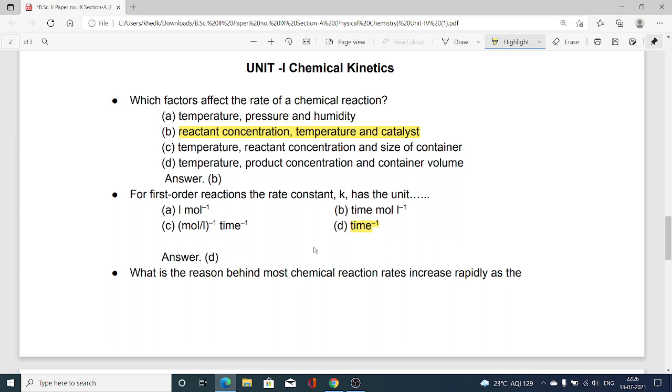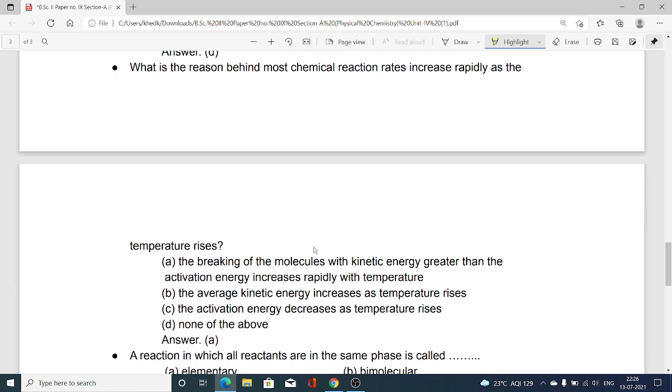Next MCQ, what is the reason behind most chemical reaction rates increases rapidly as the temperature rises? What is the reason behind it? Why the rate of chemical reactions increases on increasing the temperature? We have to find out the appropriate option amongst A, B, C, D.